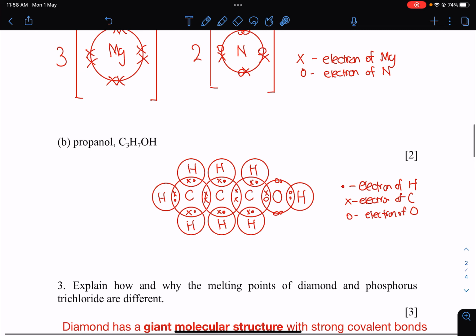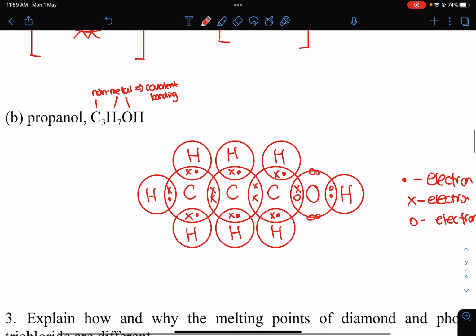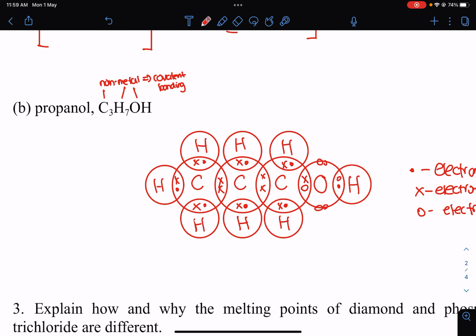Next, for propanol, you need to identify that all of the atoms are actually non-metals. C, H and O are non-metals, which means it has to be covalent bonding. Which means I should not see square brackets at all, because there is no giving, gaining or losing of electrons. In this case, they are all being shared.